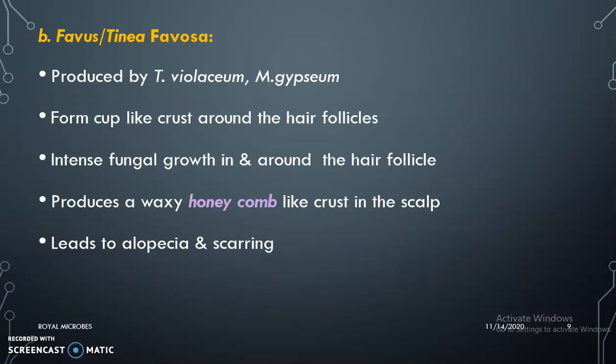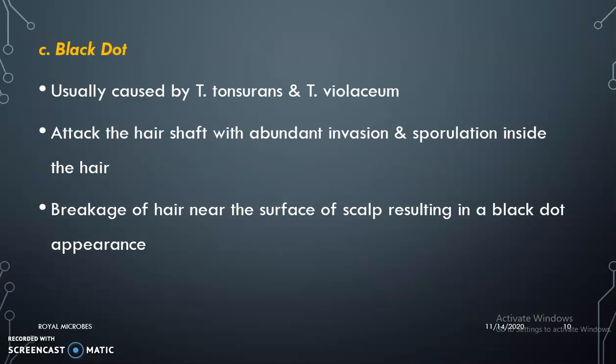Second one is favus or tinea favosa. It is produced by Trichophyton schoenleinii and Microsporum gypseum. It forms cup-like crusts around the hair follicles. Intense fungal growth is seen in and around the hair follicles, producing a waxy honeycomb-like crust on the scalp. Here also we can see hair loss and scarring.